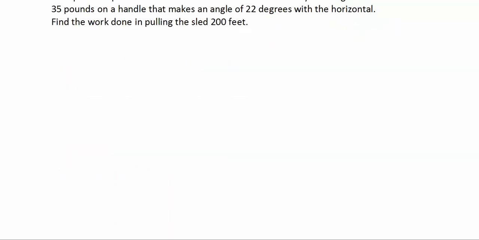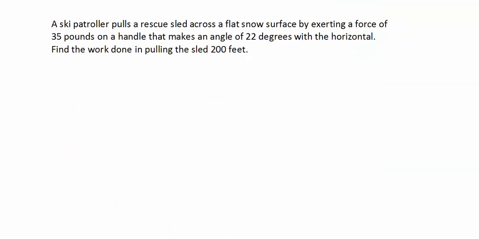Now, the next example is going to be a little bit different. Here we have a ski patroller is going to pull a rescue sled across a flat snow surface by exerting a force of 35 pounds. So here we have a force of 35 pounds on a handle that makes an angle of 22 degrees with the horizontal, and we want to find what is the work if we pull the sled 200 feet.